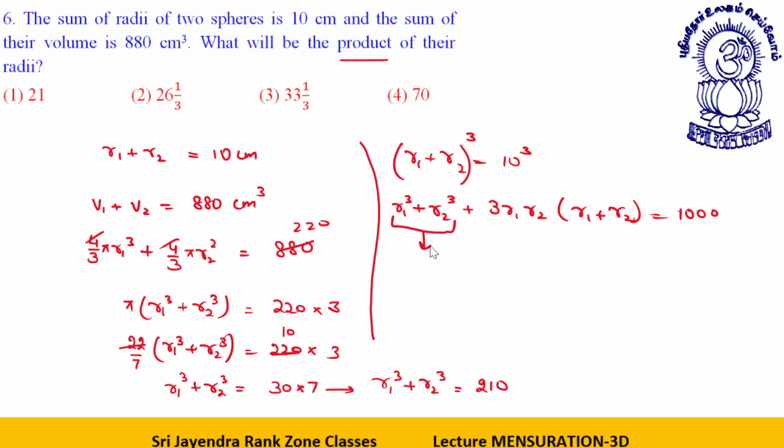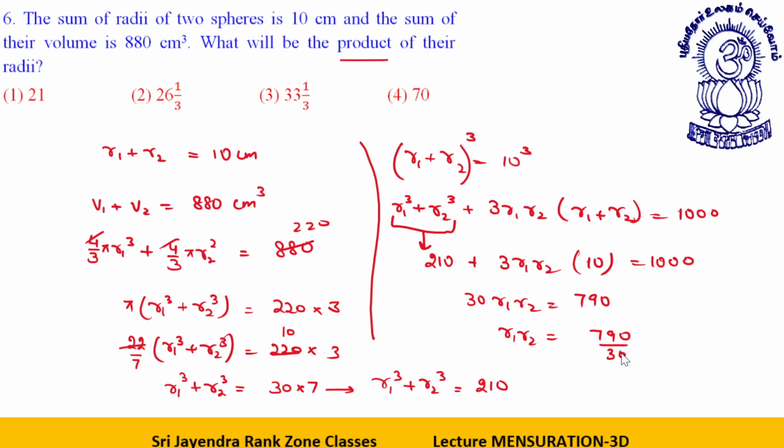Now you know this value. r1 cube plus r2 cube is 210, plus thrice of r1 r2 times this value, which is 10, equals 1000. So what do I get? I get 30 r1 r2 is equal to 1000 minus 210, that is 790, or r1 r2 is equal to 790 upon 30, that is 79 by 3, or you can say 26 1 by 3. This is your answer, dear students.